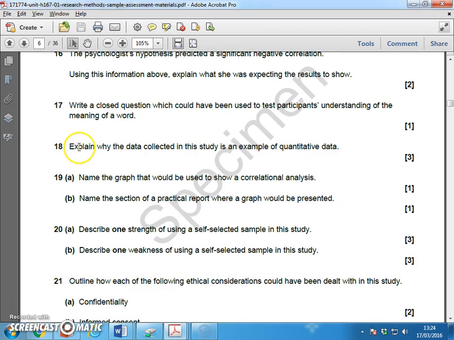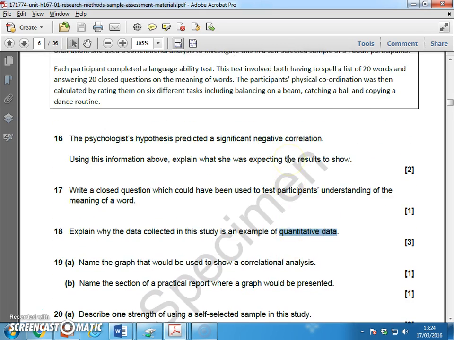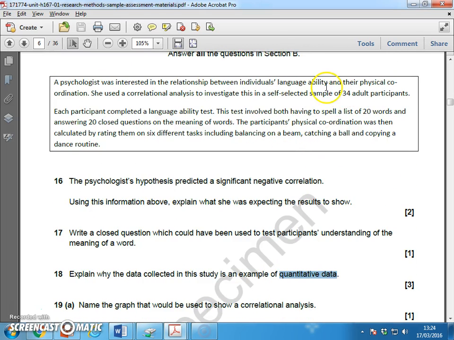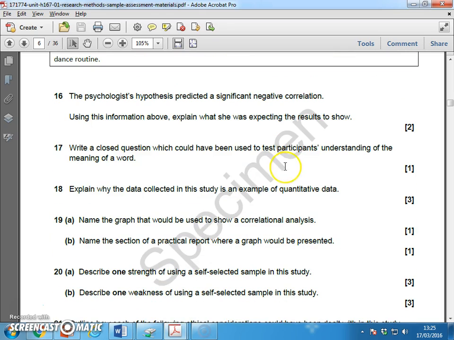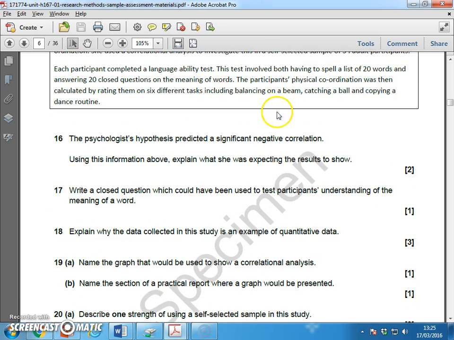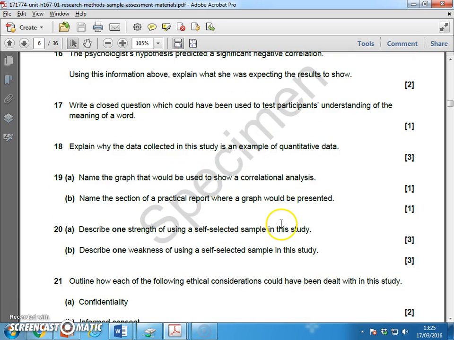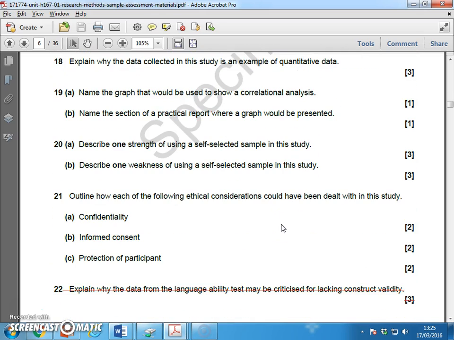Okay, so explain why. That's a key word there. Explain why the data collection is quantitative data. It is considered quantitative data because it is numerical. And again, the number of words recorded or the number of the rating on the physical task, that's the quantitative data. Okay, so keep relating it back to the study.